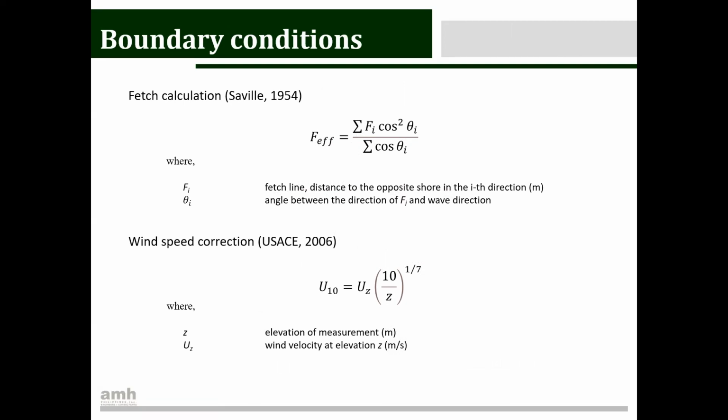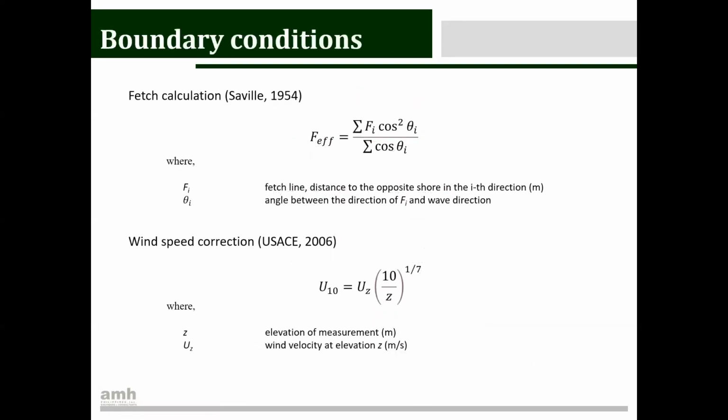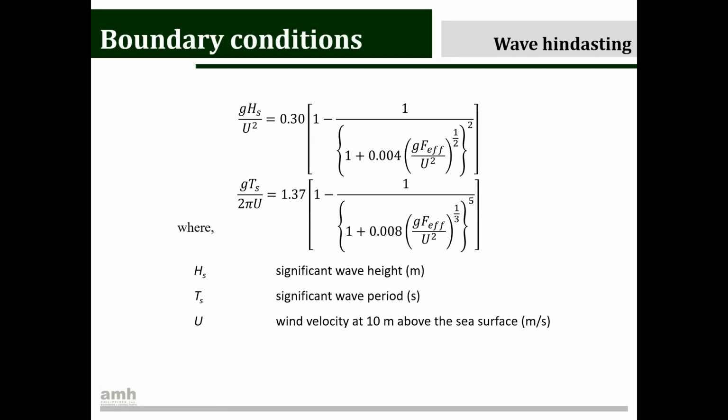Wave boundary conditions are obtained from an offshore wave hindcast based on wave fetch and wind speed at 10-meter elevation. The wave conditions along the nearshore boundaries are based on the wave hindcast for the significant wave height and period.